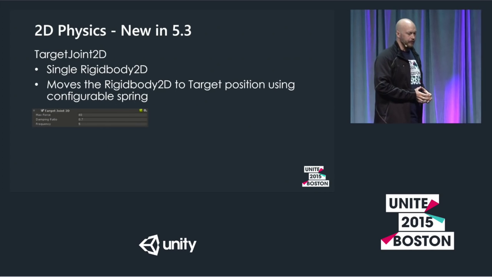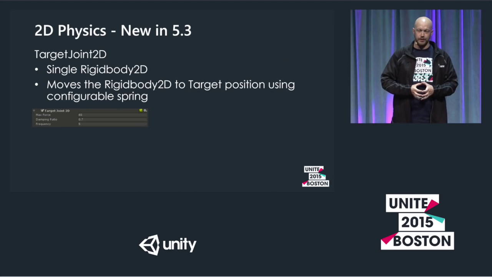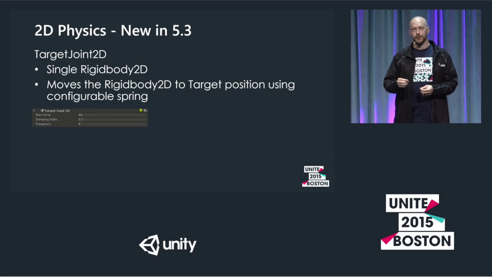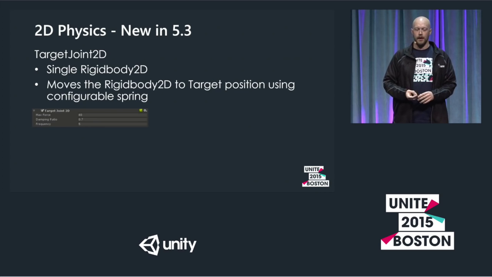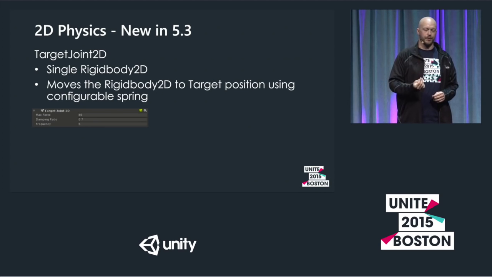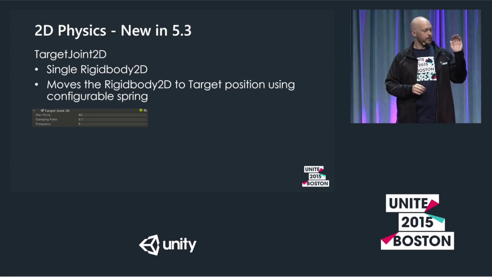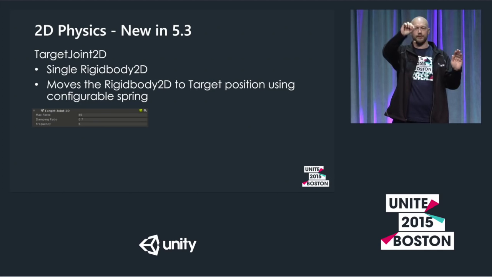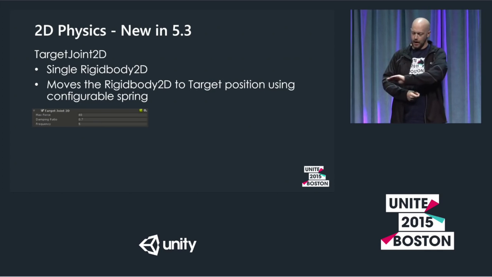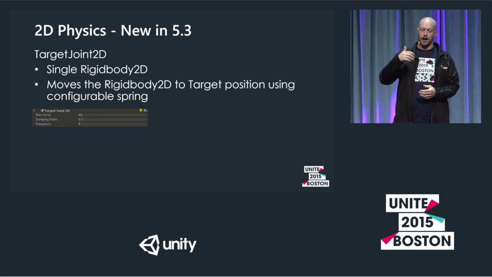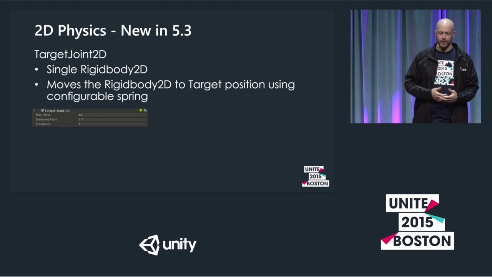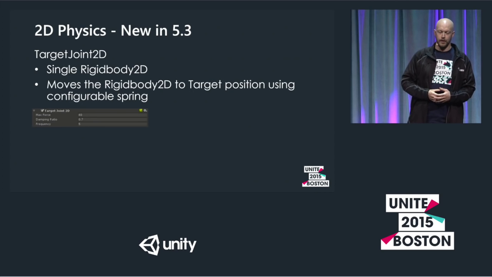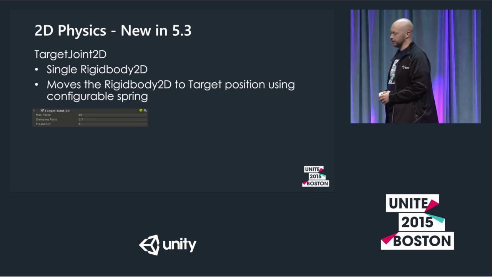So you can use this to slowly align objects with each other and follow each other. Then we have a thing called a target joint 2D, which is basically a sort of a follower. It just works on a single rigid body. And you can give this joint a target position, and it'll then use a spring. So if you have a rigid body, it can chase around some reference position. And you can, of course, have it wobble if you want the spring oscillating or whatnot. So you can use this to follow targets.